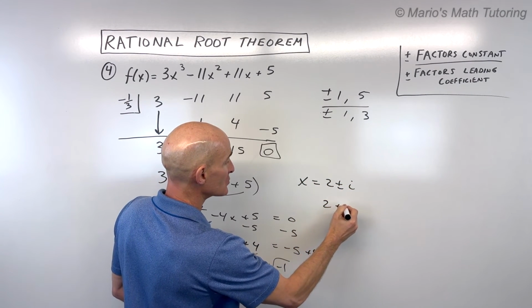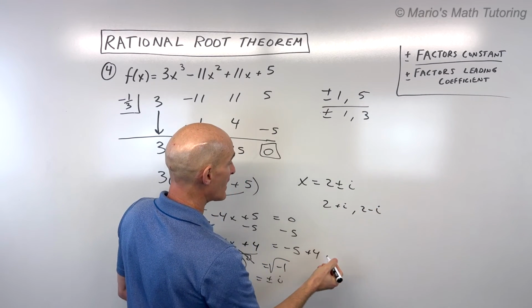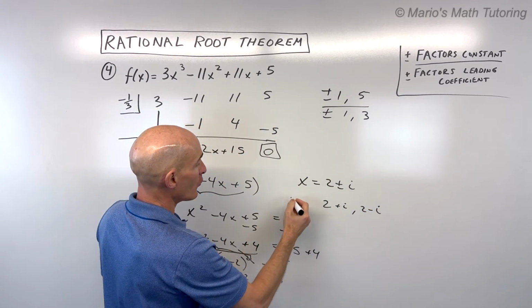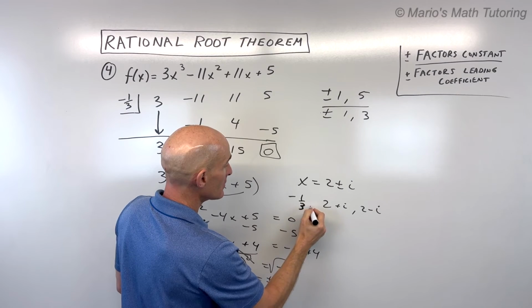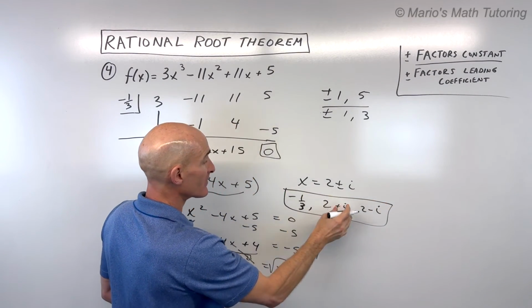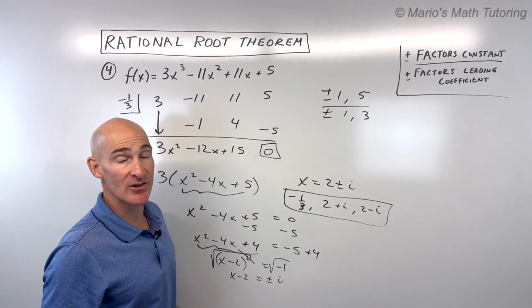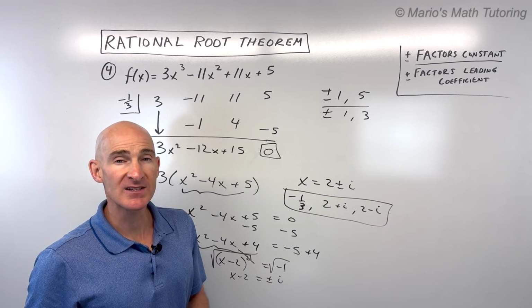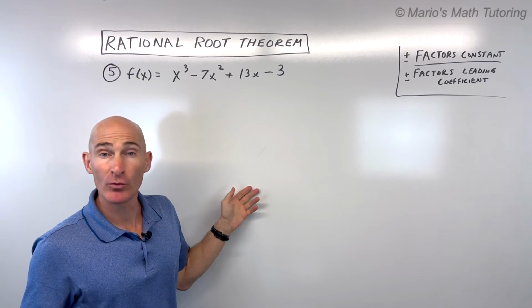Or you could write it as 2 plus i, 2 minus i, and -1/3. Those are all of our zeros. If we plug these in, it's going to make the equation equal to 0. Let's take a look at one last example. If you can, try this last example, and we'll go through it together.